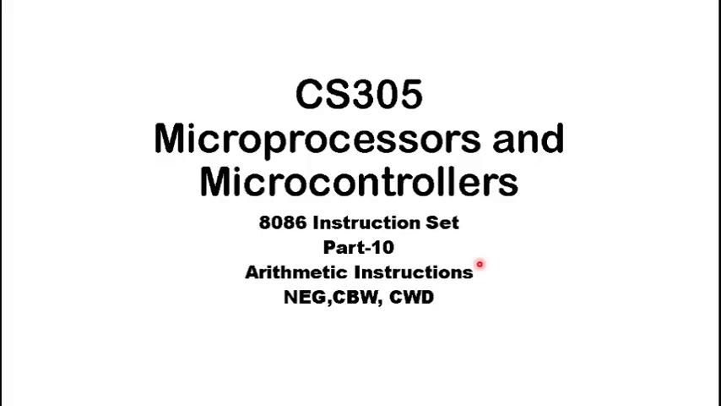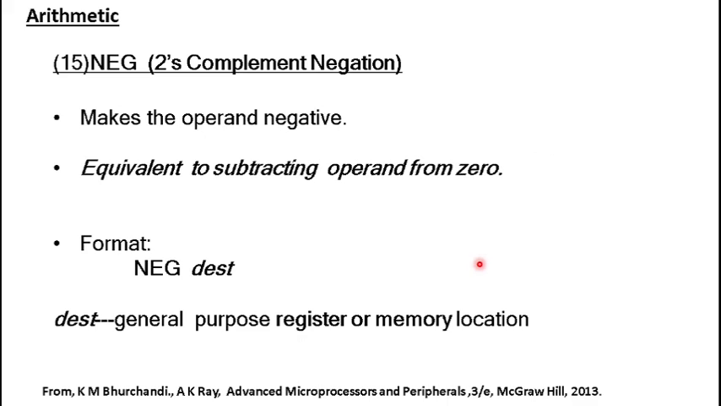This is part 10 of 8086 instruction set. We will deal with arithmetic instructions. We will first see the negate instruction. It makes the given operand negative by converting it into its 2's complement representation. So the given operand is converted by subtracting it from 0. It is equivalent to subtracting the given operand from 0 and we are left with the result.